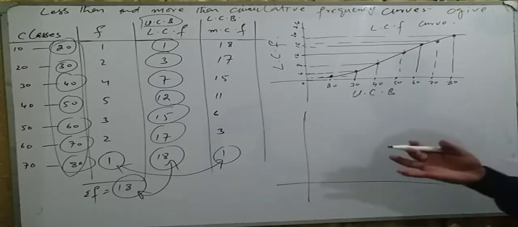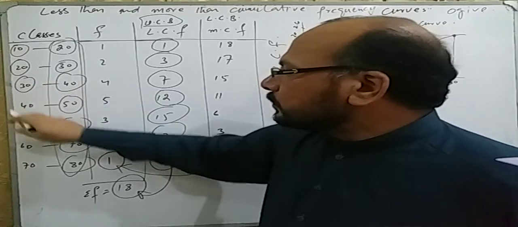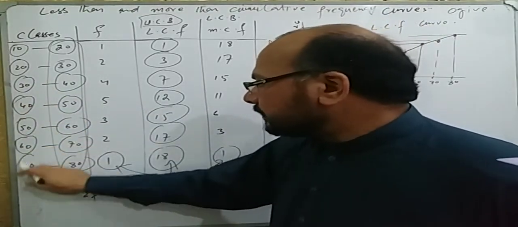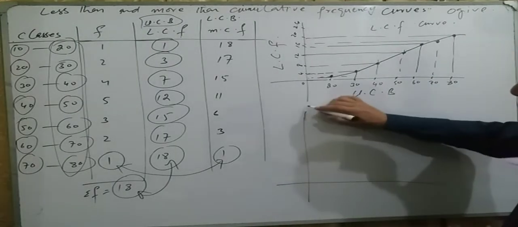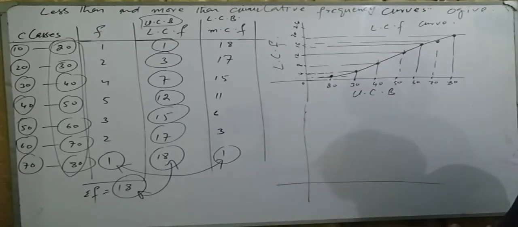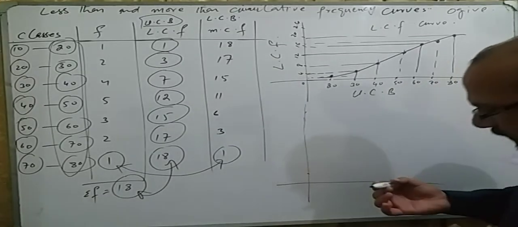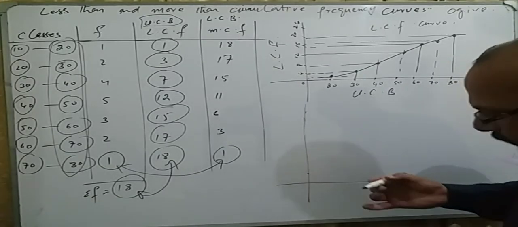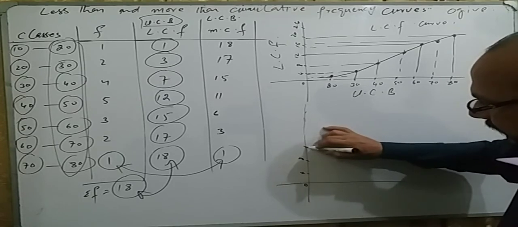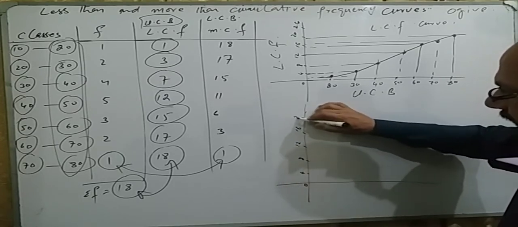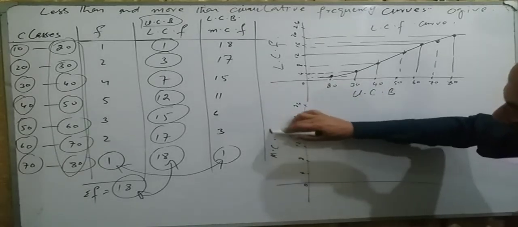Now for the more than cumulative frequency curve, what you need to do: you need the lower class boundaries and the column of more than cumulative frequency. If we draw cumulative frequency on the y-axis, we have to accommodate again up to 18. So you should start from 0 to 4, then 8, then 12, then 16, then 20, then 24. And here you should write more than cumulative frequency.